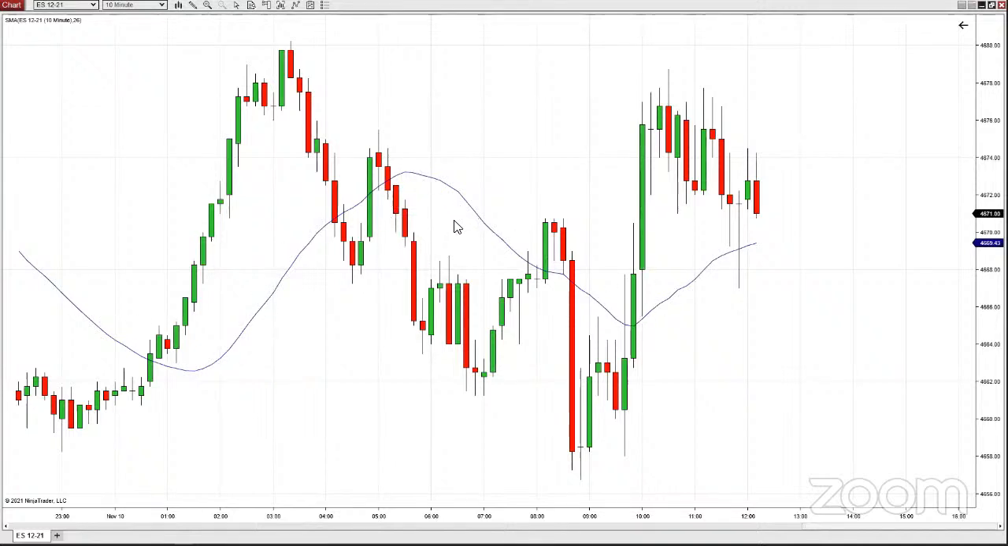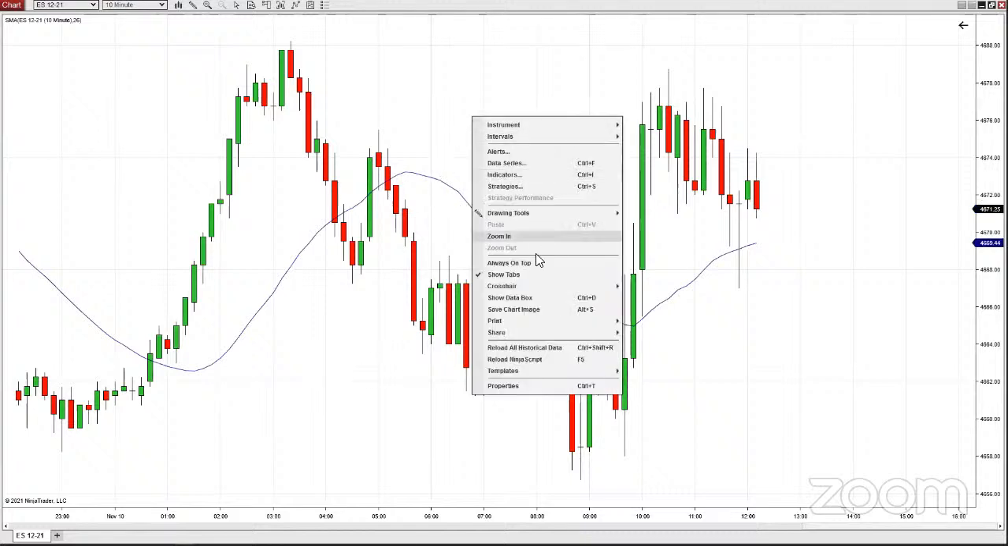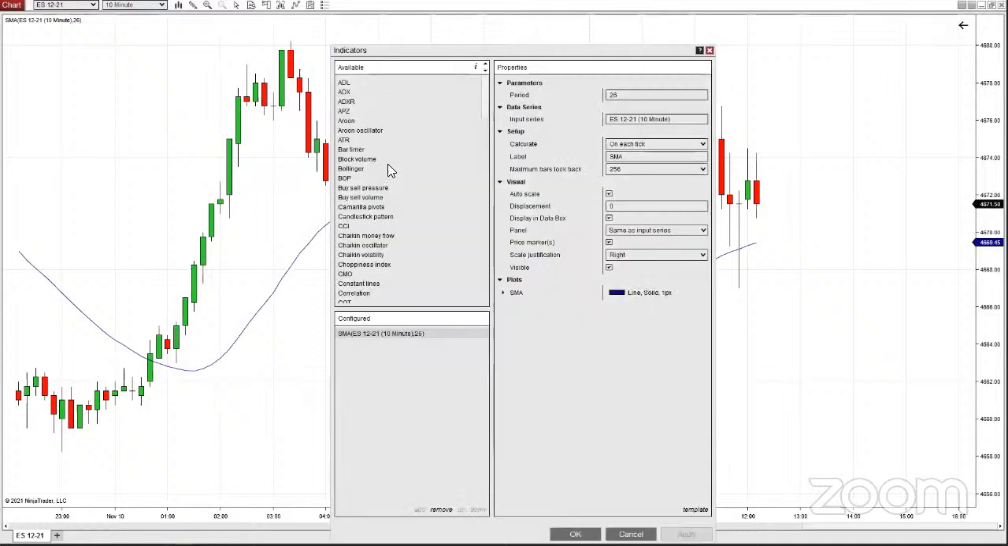And what this shows is how the moving average of the close price changes over time. I'm calling it a slow moving average because I'm going to add a second moving average that's going to be faster. Again, same process. Right click, indicators, scroll down to SMA.